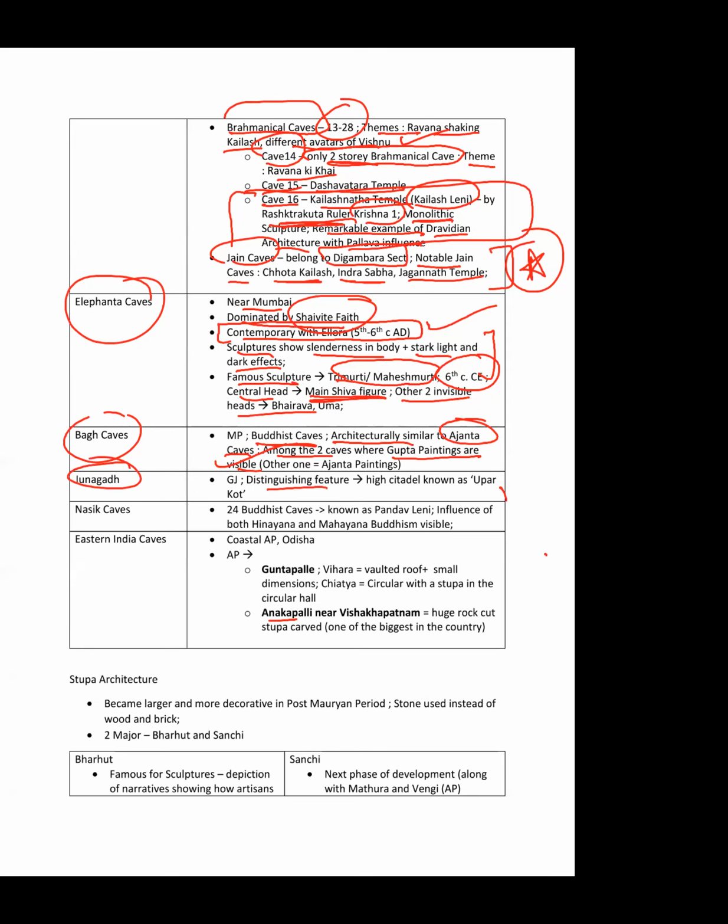Junagadh caves, what is the distinguishing feature? It is in Gujarat. Distinguishing feature is the high citadel known as Uppercote. Right, just remember this one-liner information. Nasik Caves, the other 24 Buddhist caves known as Pandavleni, influence of both Hinayana and Mahayana Buddhism.